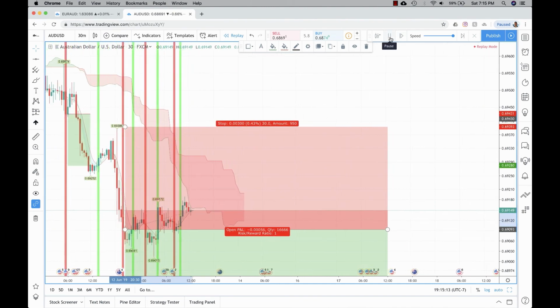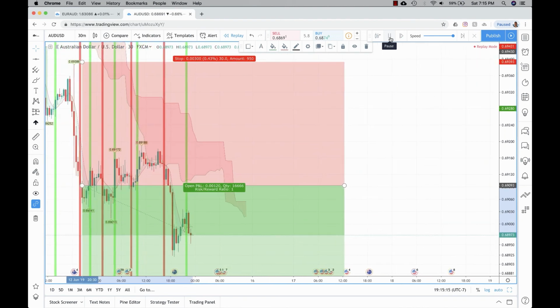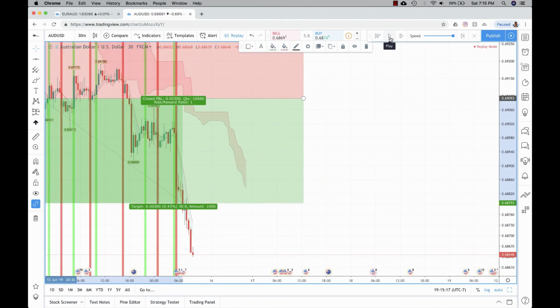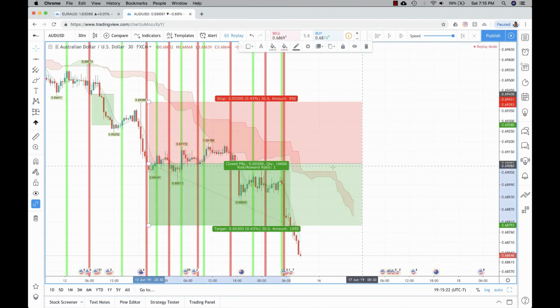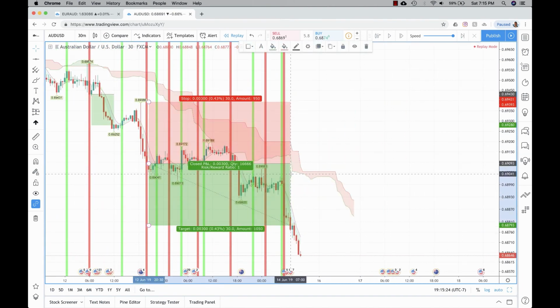Looks like it's bouncing around. Bouncing around. Oh, here we go. We're going into profit. Oh, there we go. All right, so we hit profit right over here. We made a full 30 pip gain.